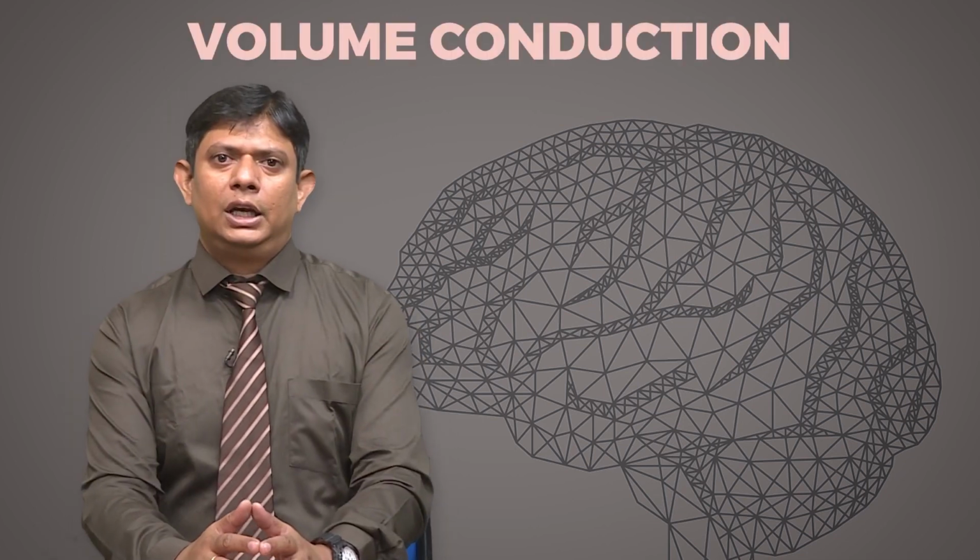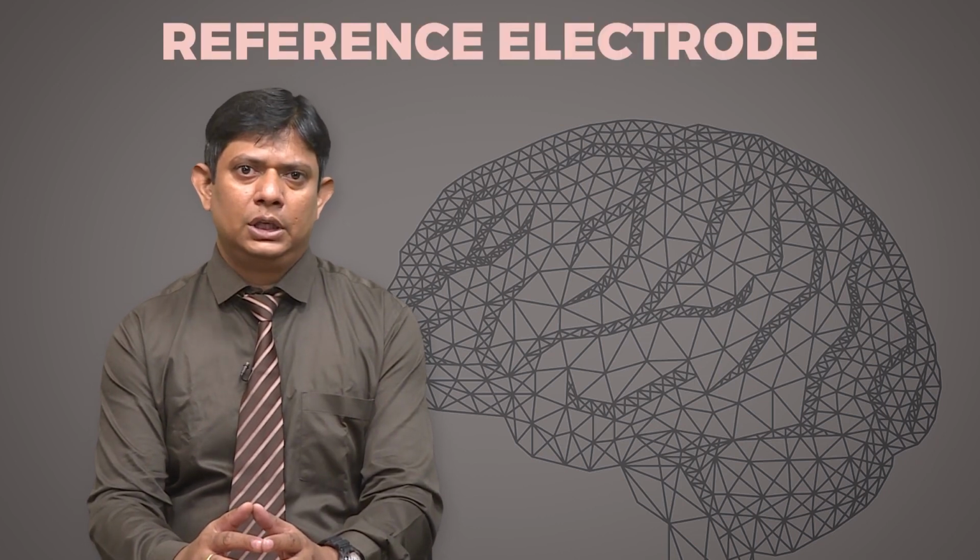Volume conduction. Electrical signals generated by the neurons spread across the brain and conduct through the surrounding tissues. As a result, the signal recorded at a specific scalp electrode represents the summation of the activities of various brain regions. Reference electrode. EEG signals are relative, meaning they are measured with respect to a reference electrode. The choice of the reference electrode can impact the interpretation of the recorded data.